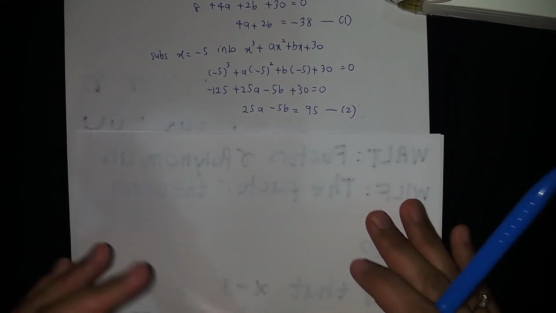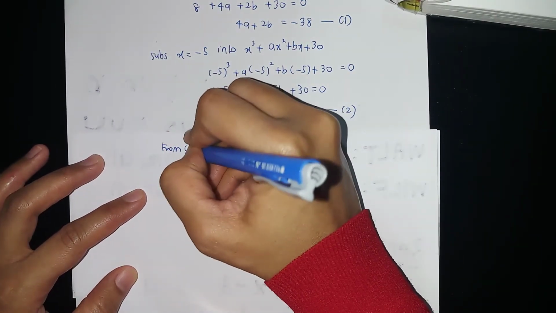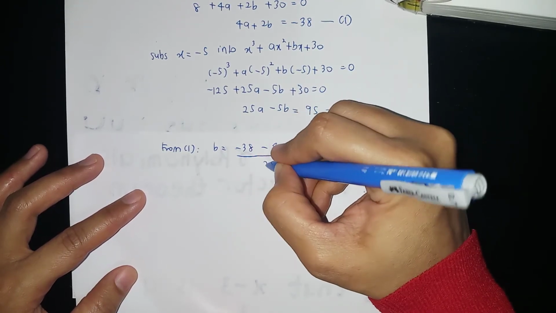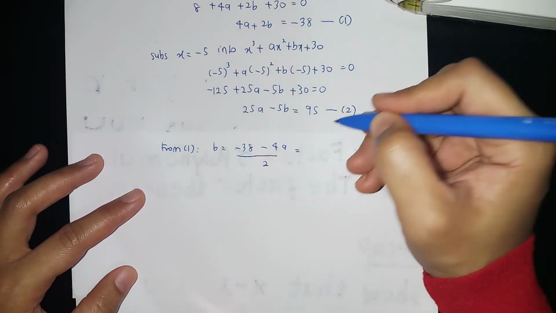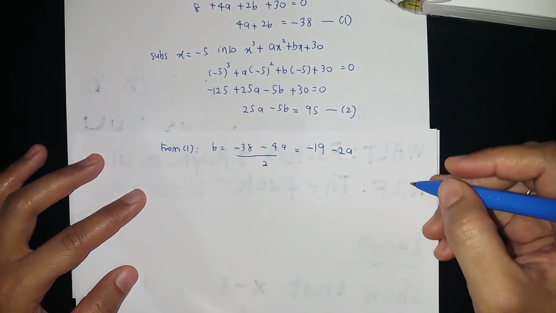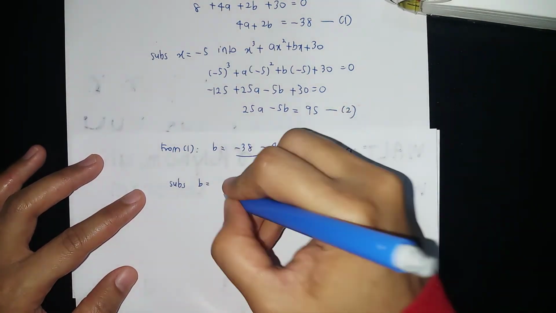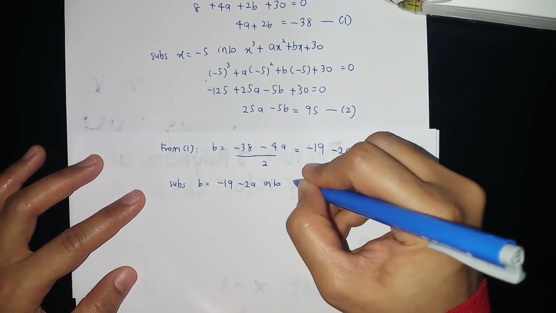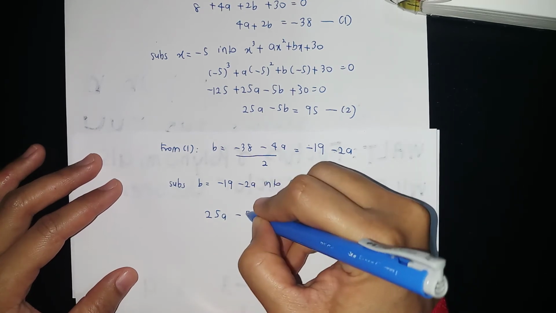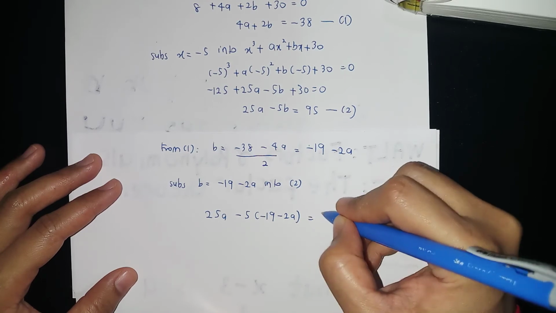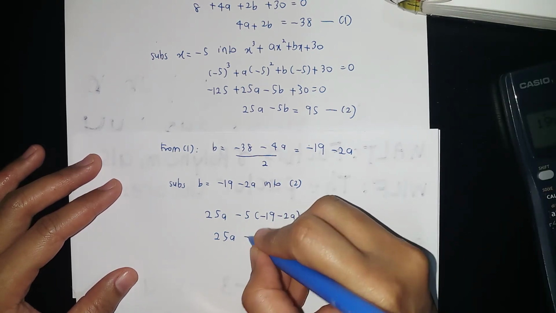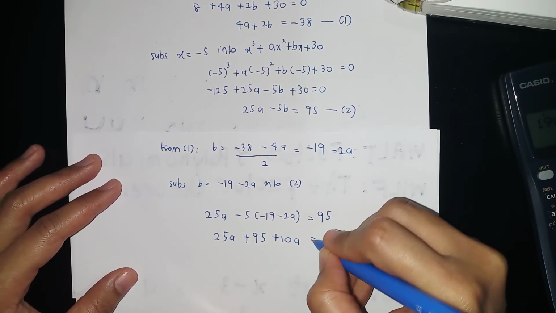How do we solve this? From the first equation, I want to let B be the subject. So I get B equals to negative 38 minus 4A over 2. Correct? That one you can still simplify, you will get negative 19 minus 2A. So I substitute B equals to negative 19 minus 2A into my second equation. You will get 25A minus 5 times B, which is negative 19 minus 2A, equals to 95. Quickly calculate that: 19 times 5 is 95, plus 10A equals to 95.